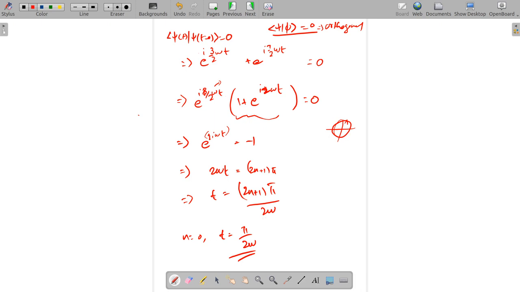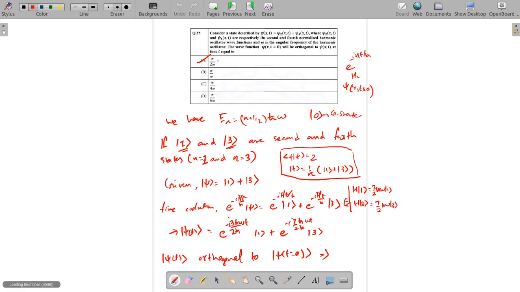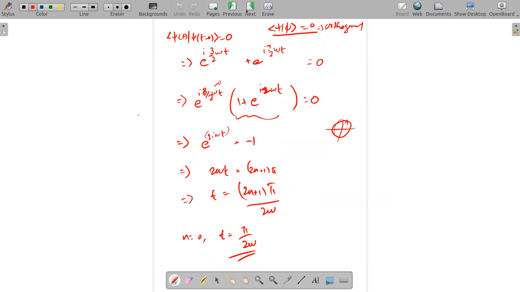So this n you can change, like 0, 1, 2, 3, etc. If you put n equal 0, you will get the first time when this happens, that will be pi by 2 omega. So your answer is pi by 2 omega. Okay, so that's it. You just take the time evolution. This is your time evolution operator that acts on the eigenstates. You will get only the energy as the factor in the exponential, and you just take the inner product to make it orthogonal.